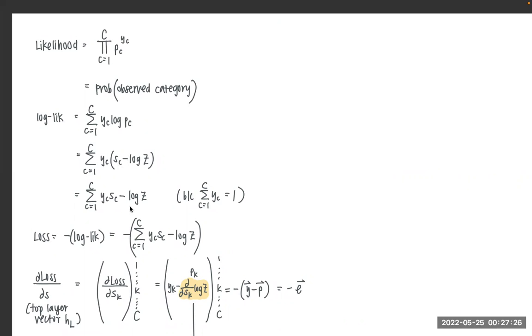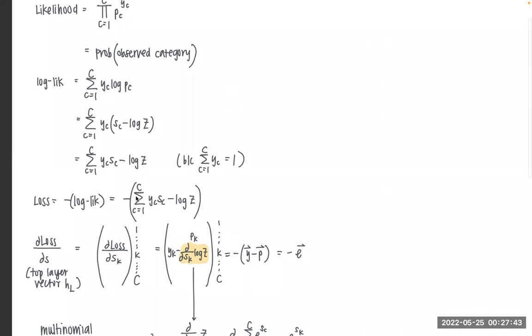We can move this log Z out because the summation of Y sub C equals 1, because only one of Y sub C equals 1. All the others are 0. So therefore, the summation also equals 1. So we get log Z. Okay. So this is our log likelihood for a single observation.